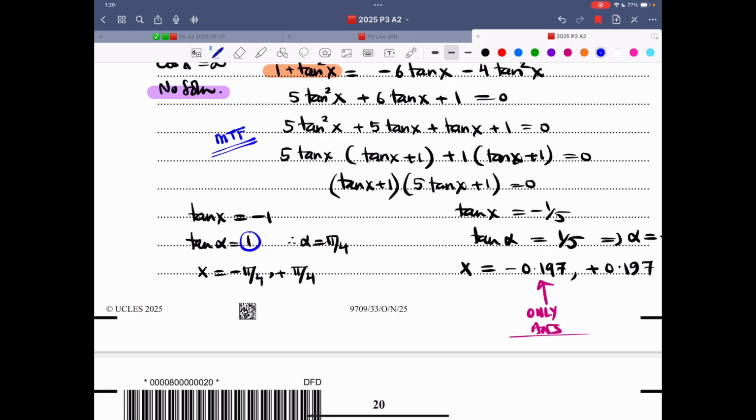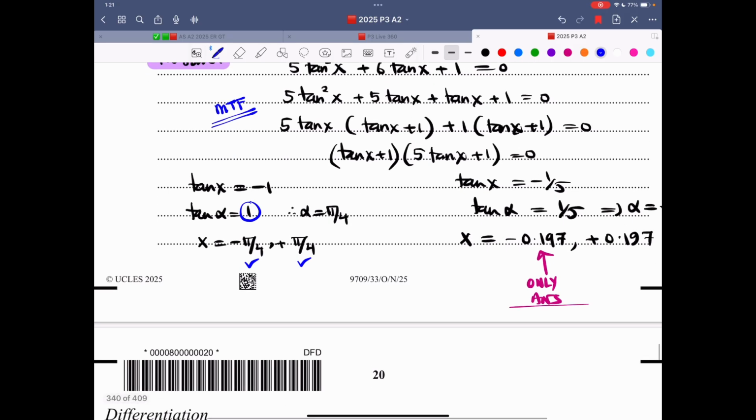But we are going from negative pi by 4 to pi by 4. And both answers are good, but that is the end points. So reject, because m is in between. M is not this thing. Tangent x is equal to negative 1/5.